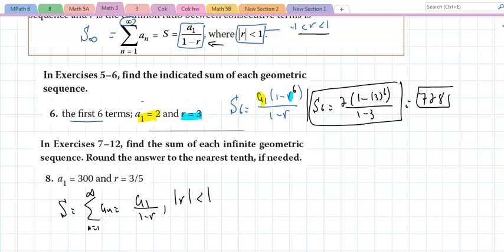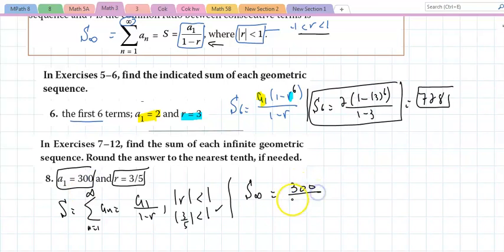So here, there's r, and it is less than 1, right? So absolute value of 3/5 is less than 1. It checks. So s sub infinity, if you add all of these terms, you're going to get the very first term. The very first term is given. And if it wasn't given, we can find it. Divide it by 1 minus r. And if you work this out, this is actually 300 divided by, so this is a complex fraction, if you really think about it, 1500 over 5 minus 3, and that turns out to be 750.